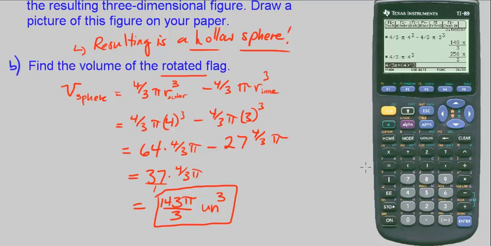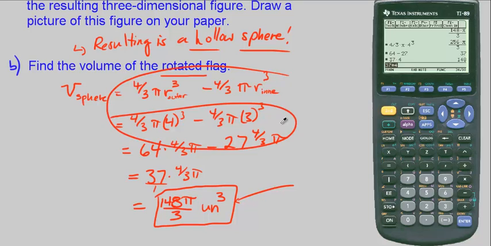Let me see. 64 minus 27 is 37. 37 times 4. Oh, it's 148. Oh, I can't multiply. So here's where I made the mistake. 37 times 4 is 148, and we have pi over 3 units cubed. So that's why it's good to check your answer.